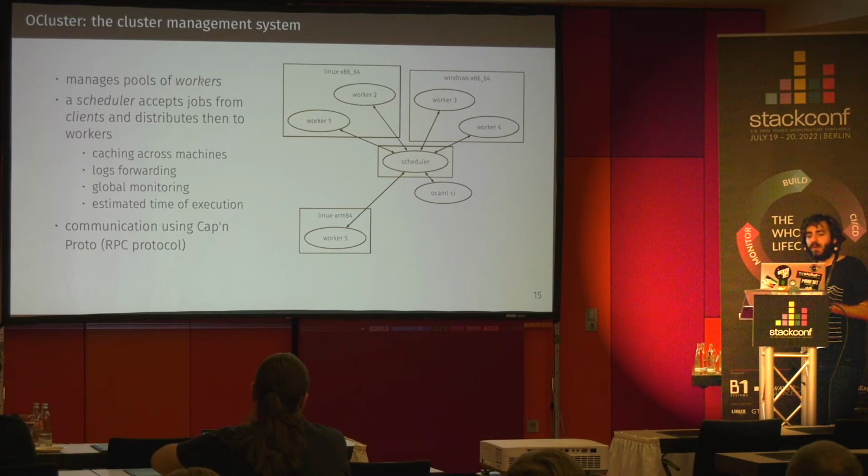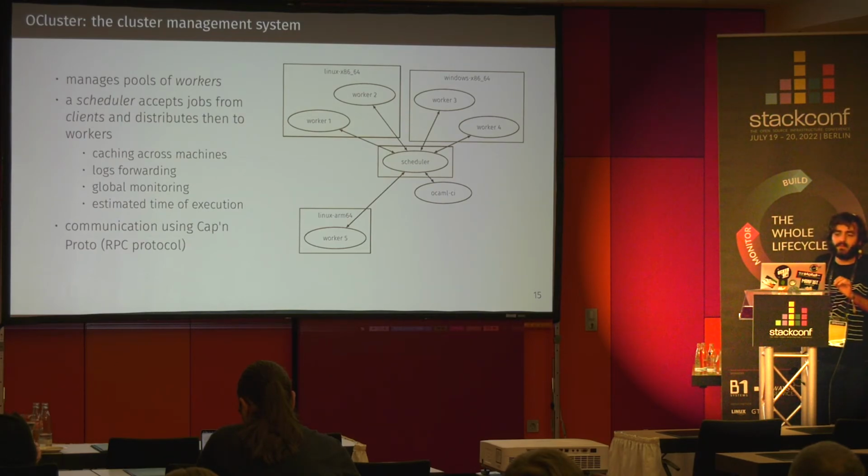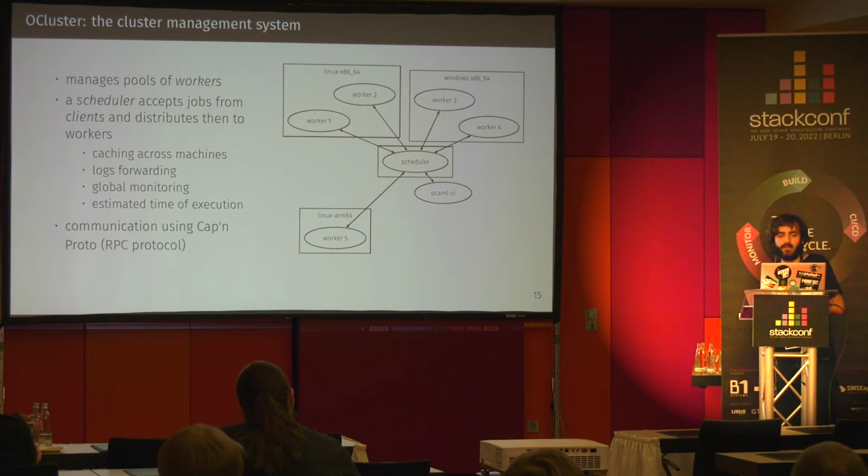The clients, which are the pipelines, will talk with the scheduler. They will send either a Docker job or an OBuilder job, which is decorated with enough information so that the scheduler will know in which pool to put it. And the scheduler is smart enough to push jobs that look alike onto the same physical worker so that it can reuse the cache. Each worker, when the job is executed, does the log forwarding and sends back the logs to the client.